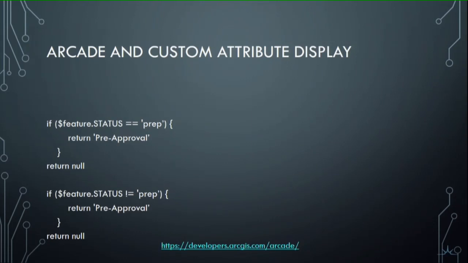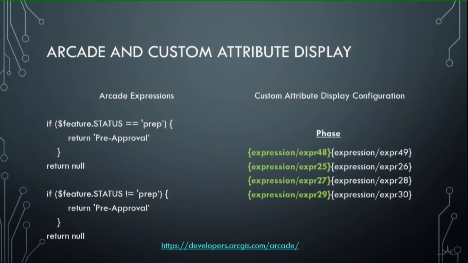So this is what we used it for. We actually used it to do the phases in our custom pop-up. We made them green when they were the active phase. And the way that we did that was with Arcade expressions. So this first expression here is saying that if the project's in pre-approval stage, then return pre-approved. And then this one down here is saying if it's not in pre-approval stage, then return pre-approved. And the reason we have two that are very similar is because the first expression here is actually in the green text over there, and this second expression here is in the white text.